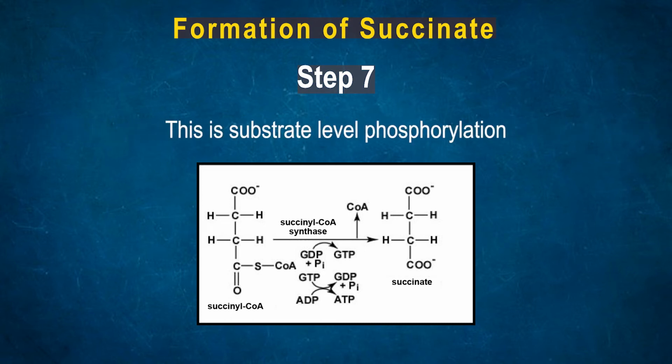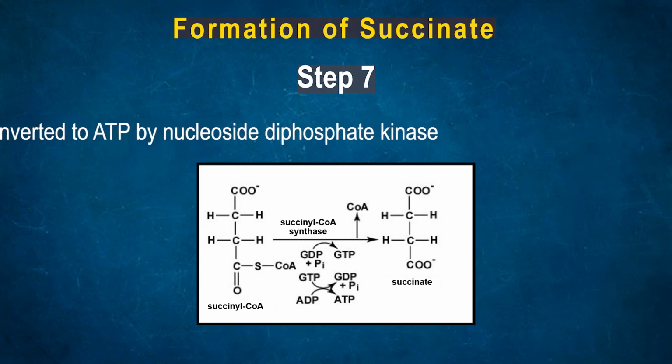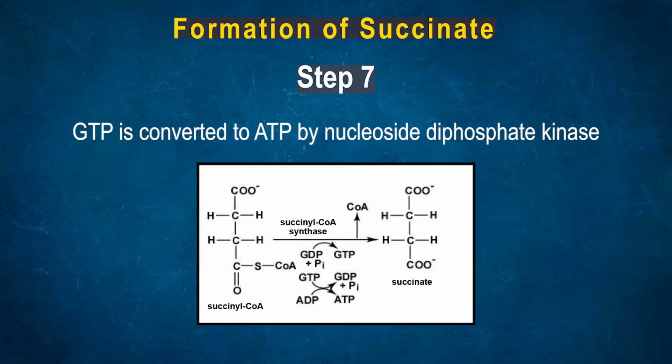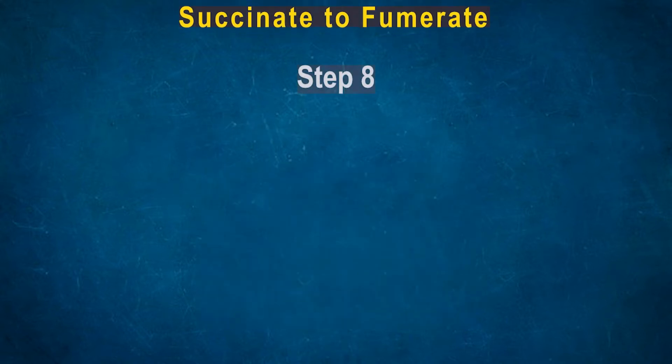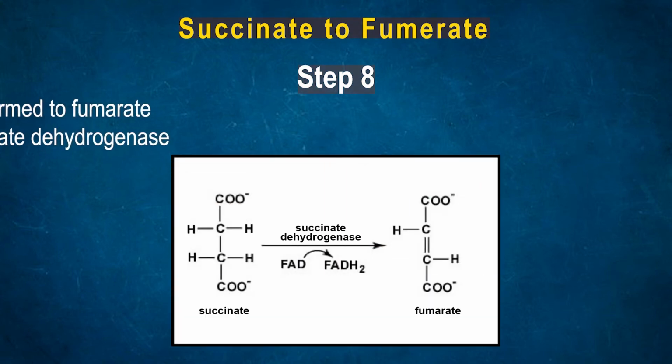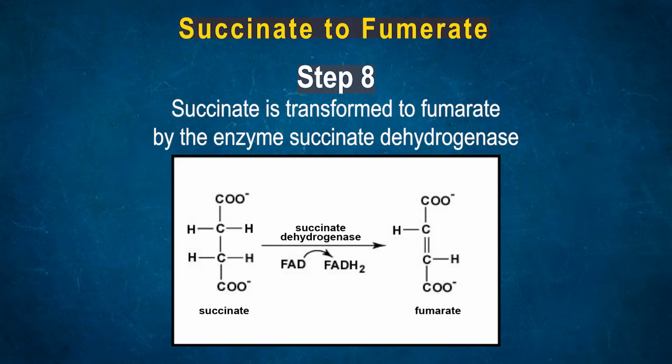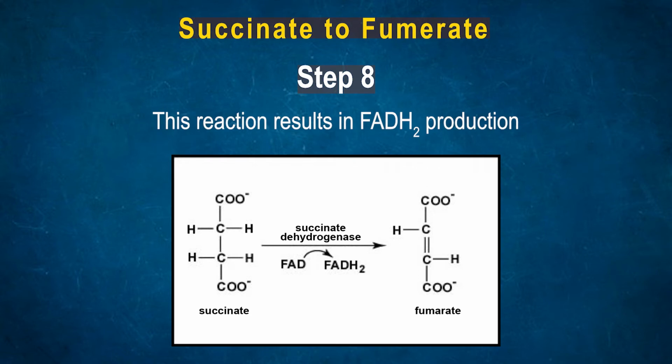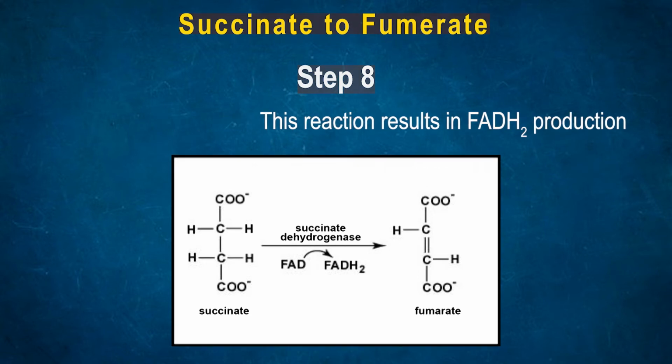This is a substrate level phosphorylation. GTP is converted to ATP by the enzyme nucleoside diphosphate kinase. Step 8. Conversion of succinate to fumarate. Succinate is oxidized by succinate dehydrogenase to fumarate. This reaction results in the production of FADH2.